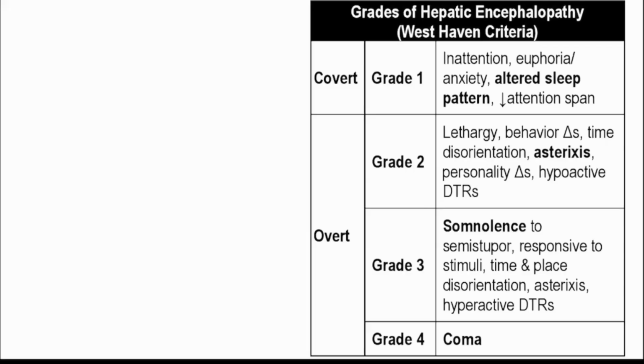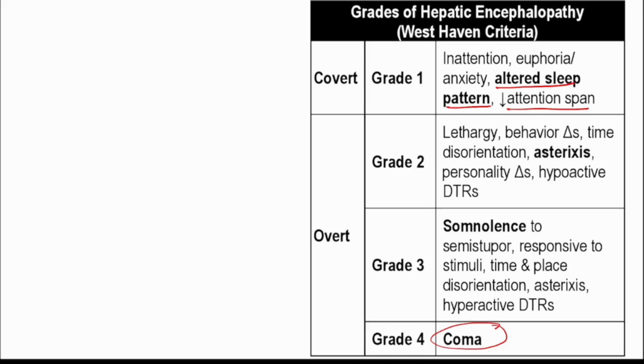Now we look for clinical features of hepatic encephalopathy. They are divided into grade 1, grade 2, grade 3, and grade 4. Grade 4 is coma. Grade 1 is inattention, euphoria, anxiety. The most important are altered sleep pattern and decreased attention. So inversion of the sleep rhythm can occur. The patient may sleep during the daytime and be awake at night. So that is one thing you usually get. Is that point clear?